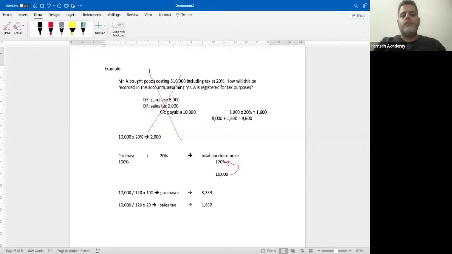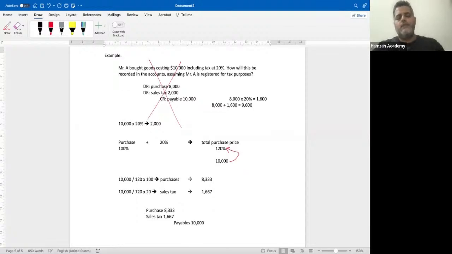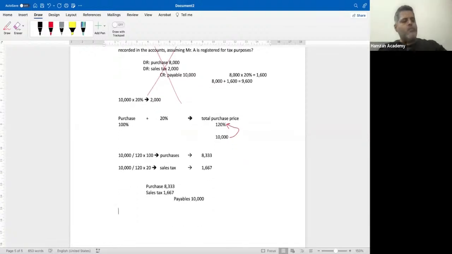Okay, Mihir, your calculation up to this point was right. But when it came to assigning the values, you were wrong. Now look, the double entry is going to be: we are going to debit the purchase with 8,333. We'll debit the sales tax or input tax at 1,667. And then we are going to credit the payables with 10,000, right? This is how we are supposed to calculate our tax over here, right? I hope it's clear to you.